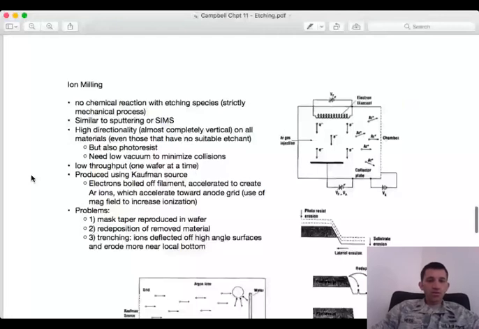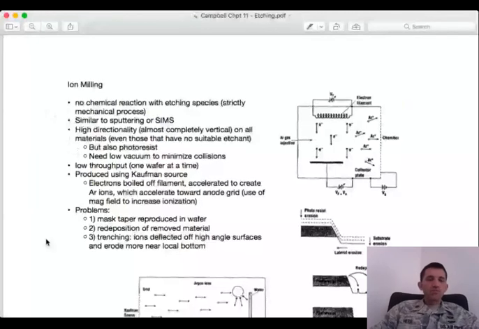Just jump ahead here. Okay, about halfway. So I think I need to speed up.